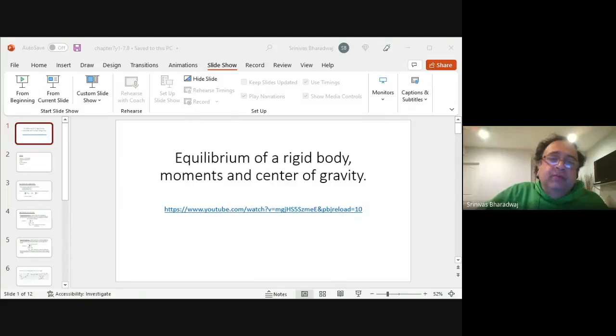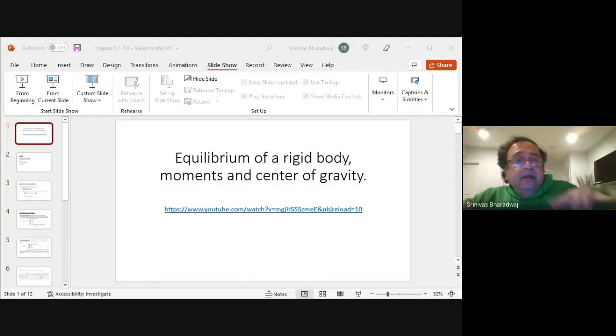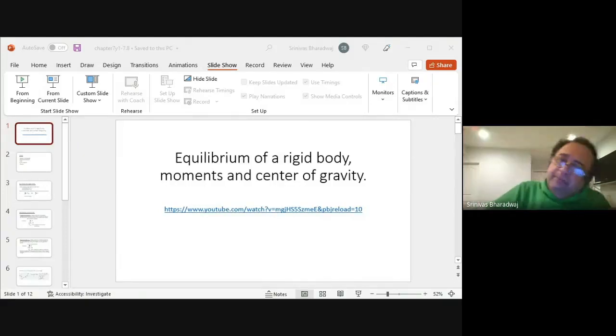O is the point of the fulcrum. If the weight of the little boy is F2, and F2 times D2 equals F1 times D1, then about this fulcrum you will have zero torque. The ratio D2 by D1 is said to be the mechanical advantage, because you can change the force that you're applying.